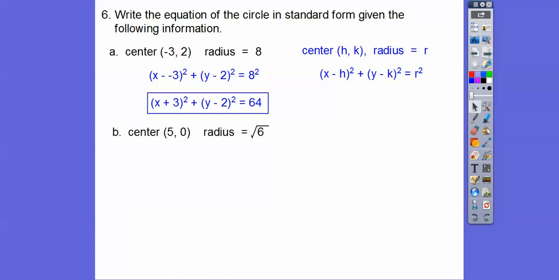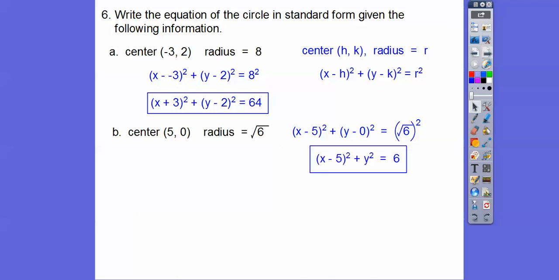All right, how about this guy right here? So here we have the center there, and the radius is the square root of 6. So we do the same thing. So x minus 5 squared plus y minus 0 squared equals that radius squared. And when we square that radical, it makes the radical disappear, so it's just plain old 6. And then y minus 0 is just y. So we get x minus 5 squared plus y squared equals 6.